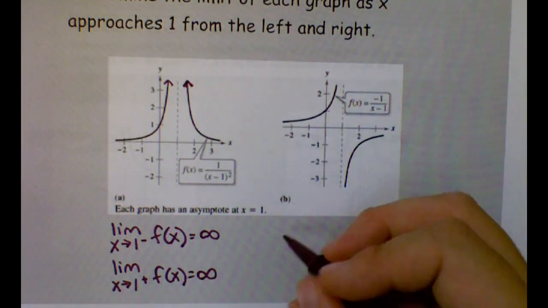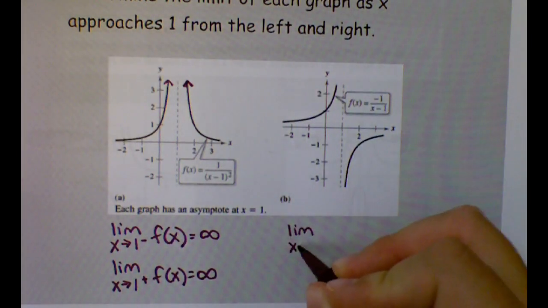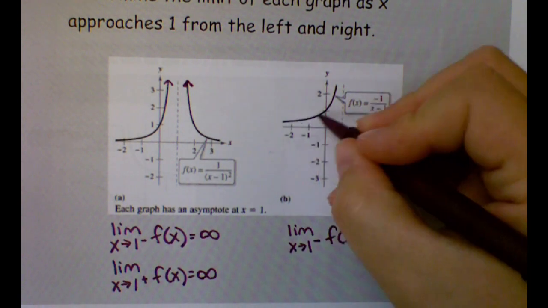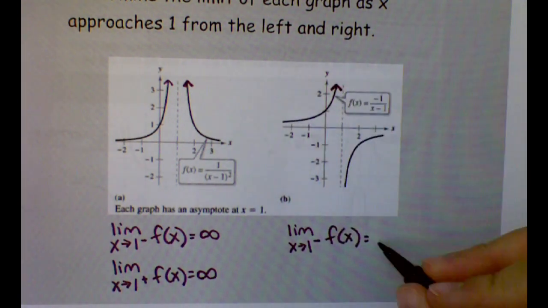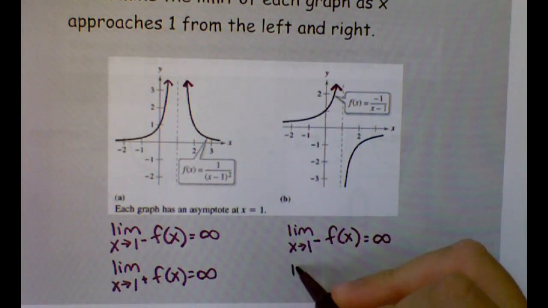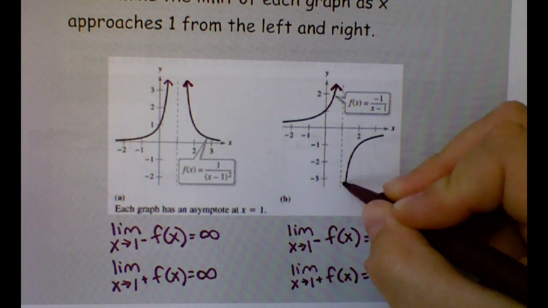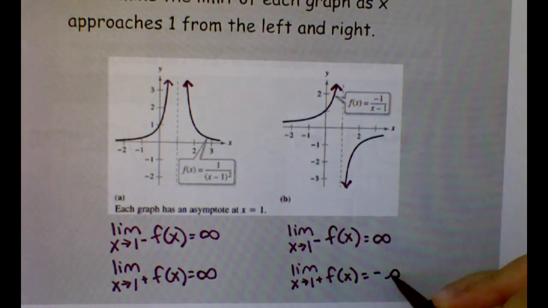For the second one, the limit as x approaches 1 from the left. Well, as I come in from the left, I'm going up forever to infinity. And the limit as x approaches 1 from the right. Well, as I come in from the right, I'm going down forever, so that's negative infinity.